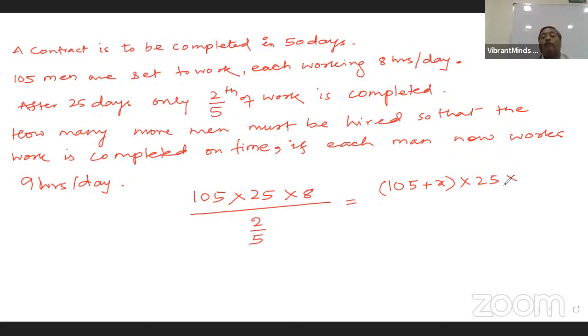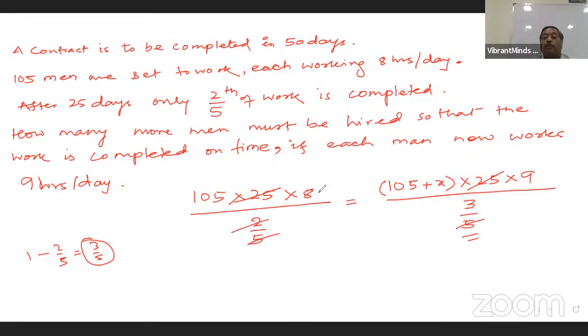In another 25 days and working 9 hours per day, they will finish 3/5 of the work. See, 2/5 of the work is done. So 1 minus 2/5 is how much? It is 3/5. So 3/5 of the work is here to be completed. Now see, let's cancel. 25 and 25 get cancelled, isn't it? Now this 5 and this 5 will get cancelled.